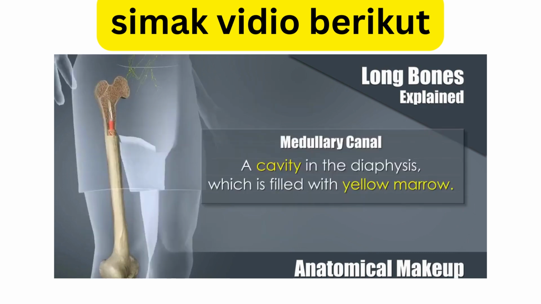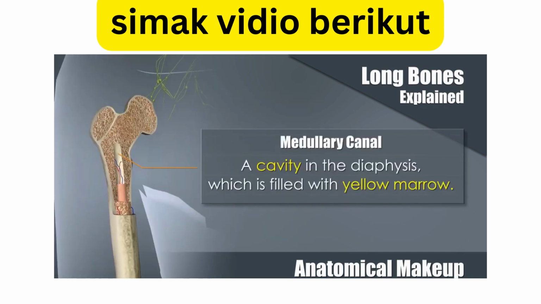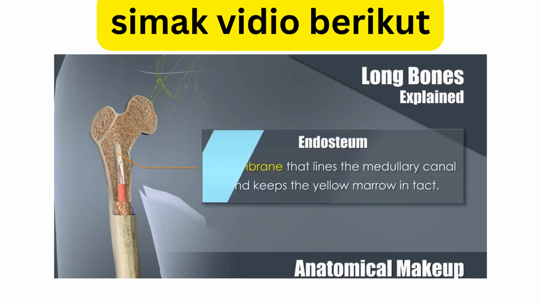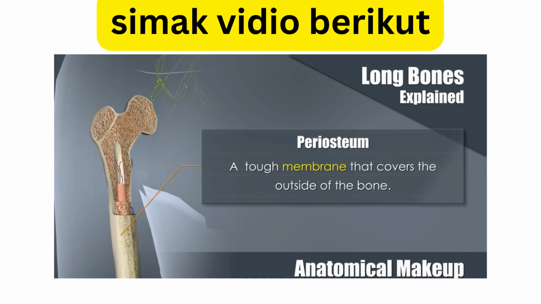The medullary canal is a cavity in the diaphysis, which is filled with yellow marrow. The endosteum is a membrane that lines the medullary canal and keeps the yellow marrow intact. The outside of the bone is covered with a tough membrane called the periosteum.